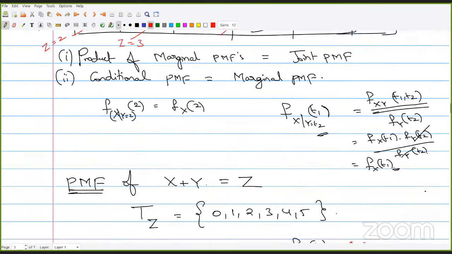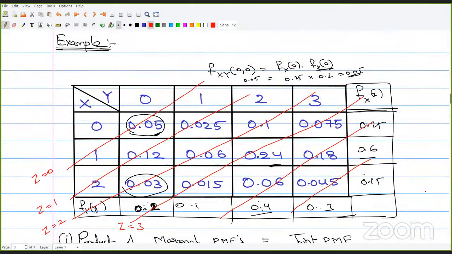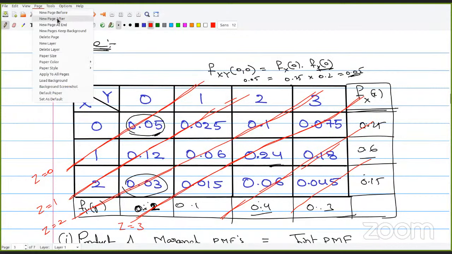Also visually, if you wanted to see, you draw the right-tilted diagonal lines. Just remember the diagonal lines for sum. Now let us discuss max and min.